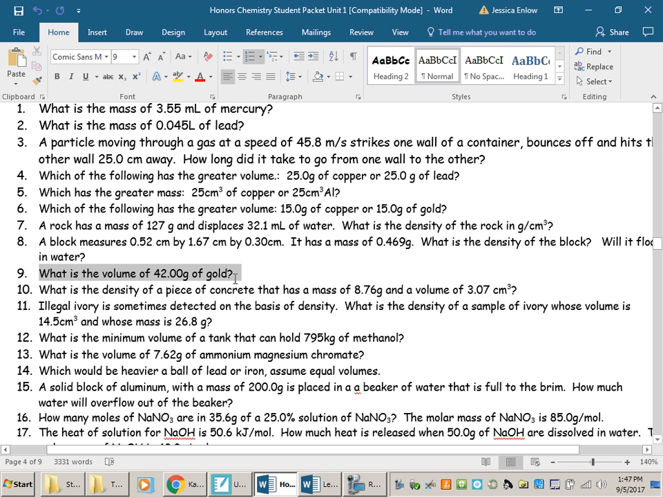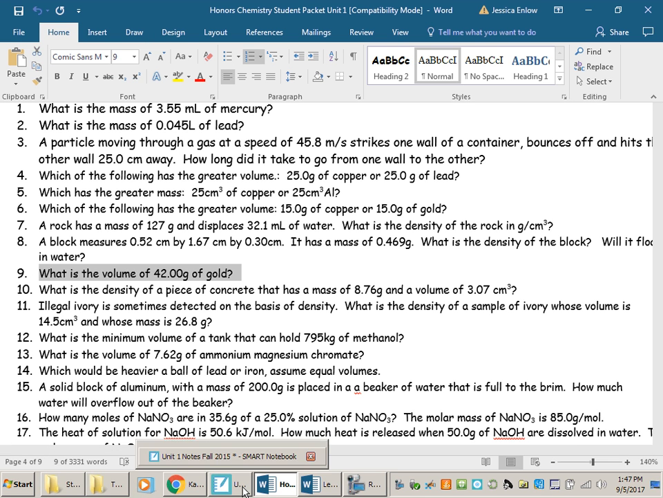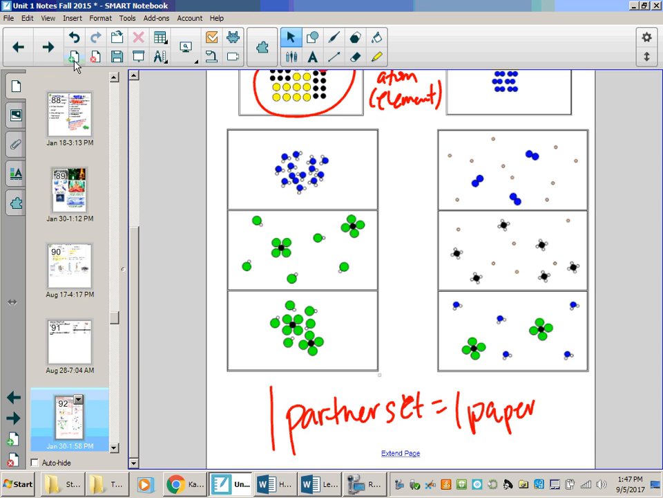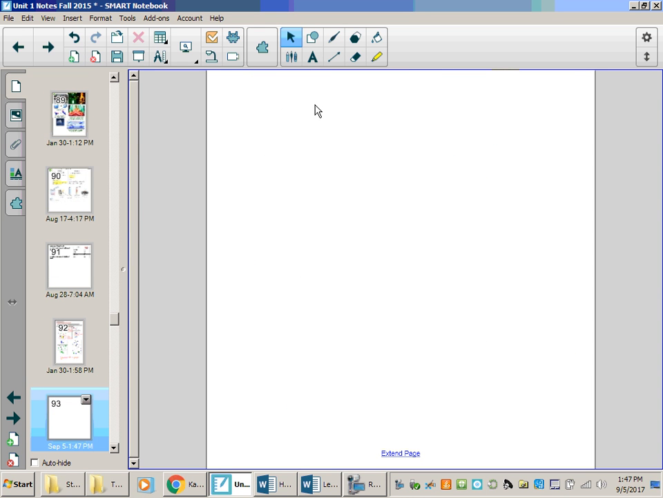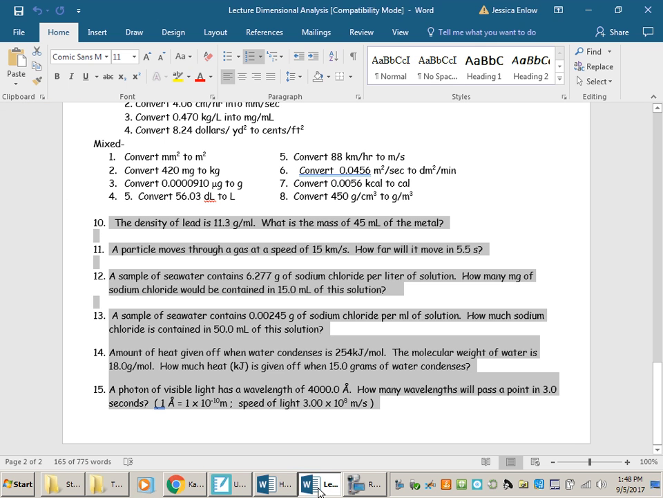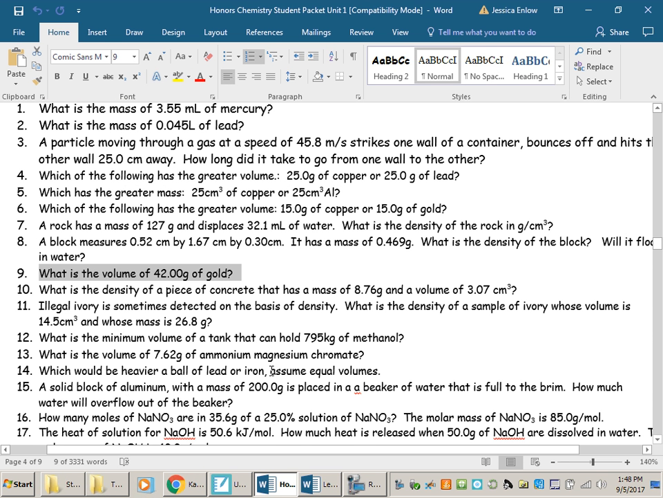So what is the volume of a 42-gram piece of gold? Okay. All right, so I'm going to say this out loud again. What is the volume of 42.00 grams of gold? Guys, sometimes the smart board is super, super smart. It may have just destroyed that, so I'm going to go back here. Okay, erasing this now. All right, same story.